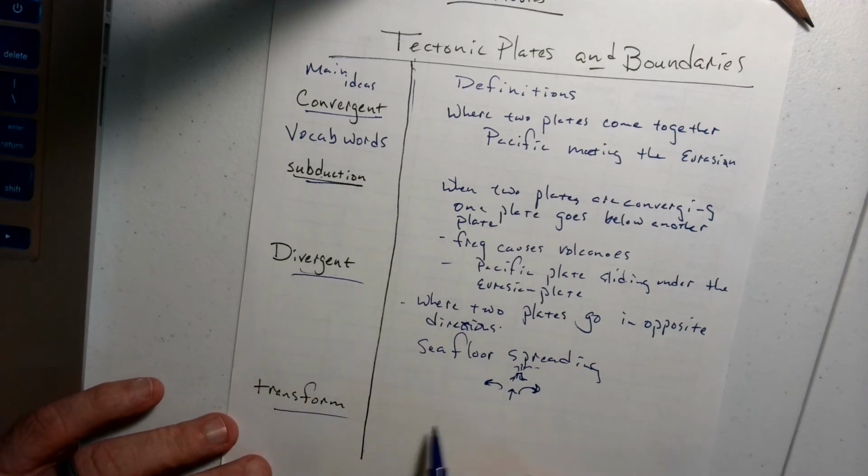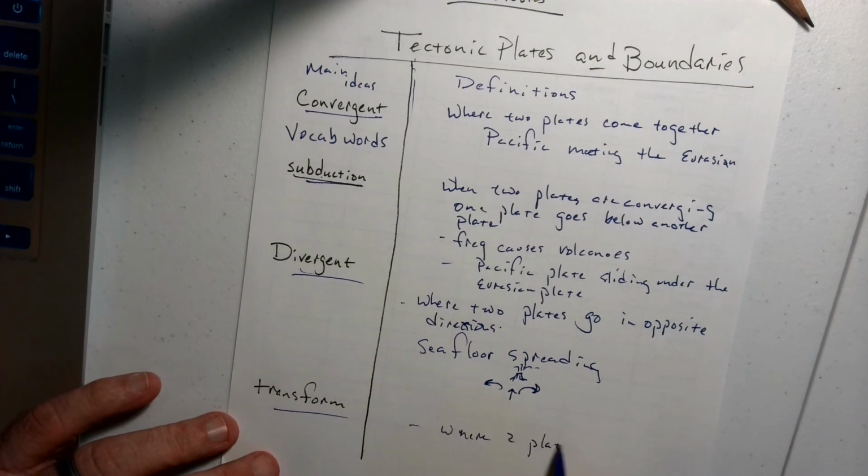And then transform is like where two plates go in opposite directions. And the San Andreas Fault in California is a transform boundary.